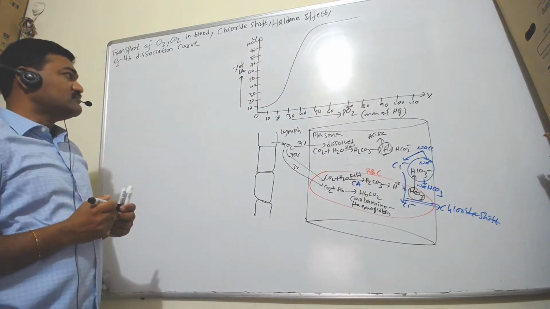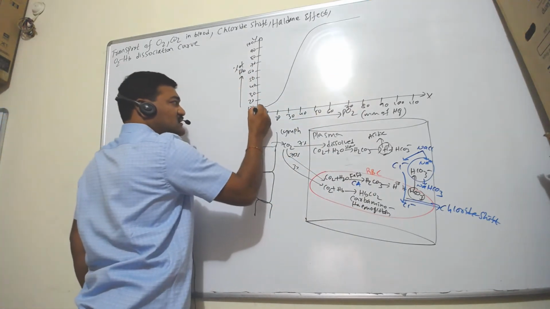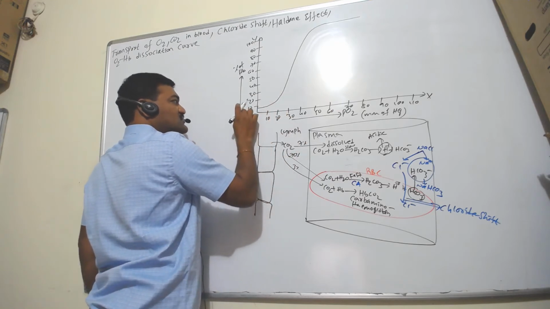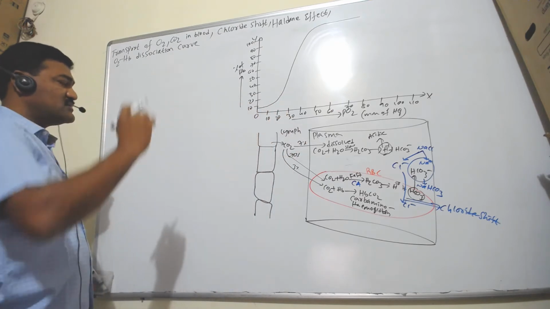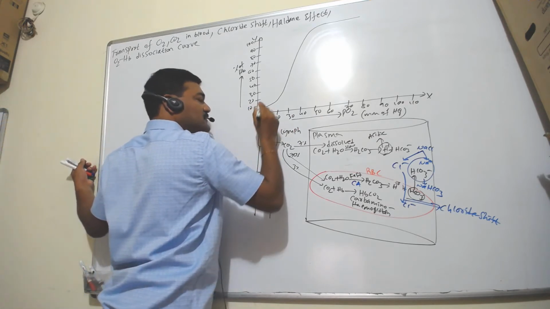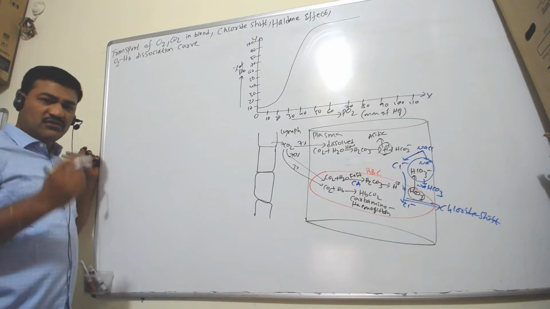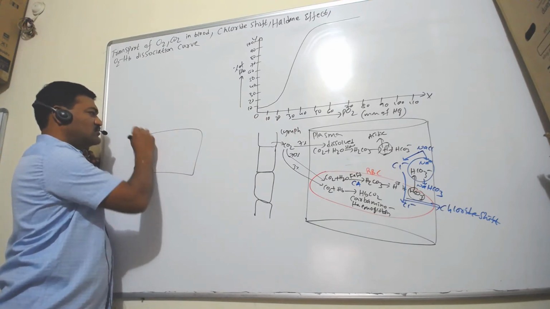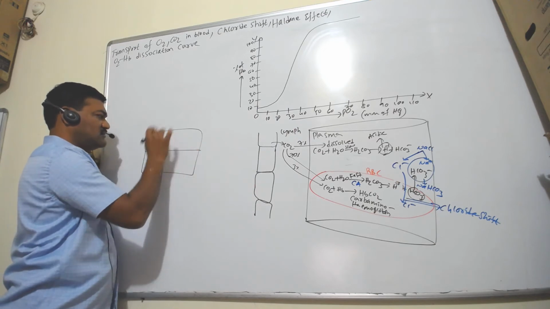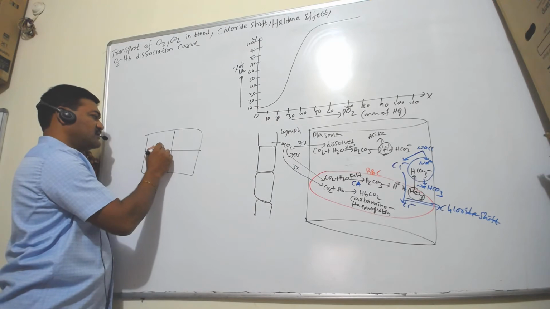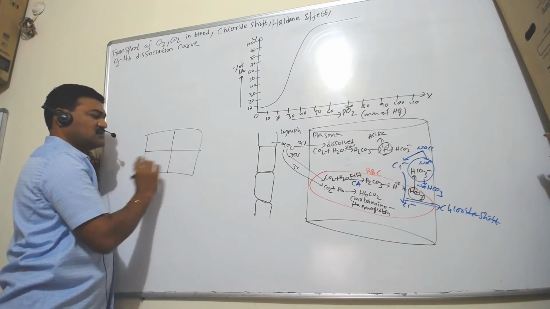Now see here, the curve has risen slowly with the increase in partial pressure of oxygen. Why? That is because of the cooperativity of hemoglobin with oxygen. For example, I don't want to show the whole structure, I'll just show you the rough structure of hemoglobin. This is the hemoglobin molecule, and it has four hemes. This is one heme, this, and this. Four hemes.